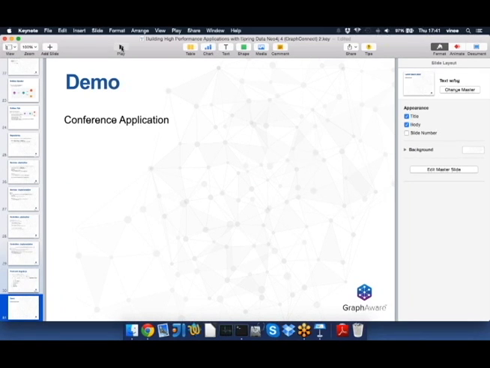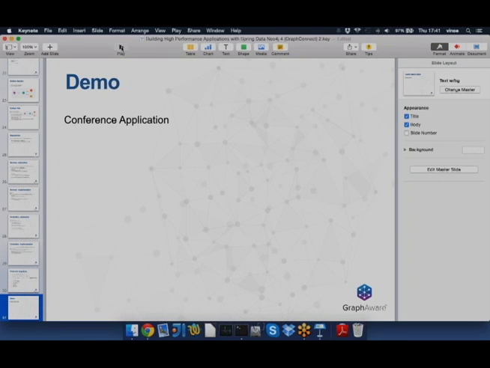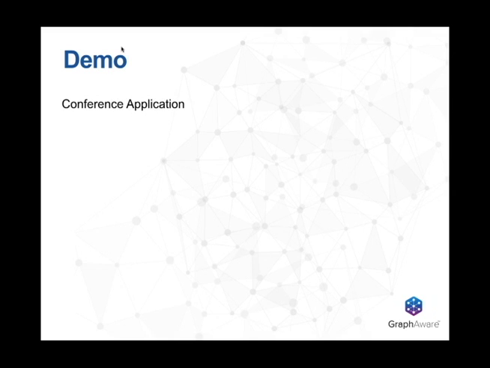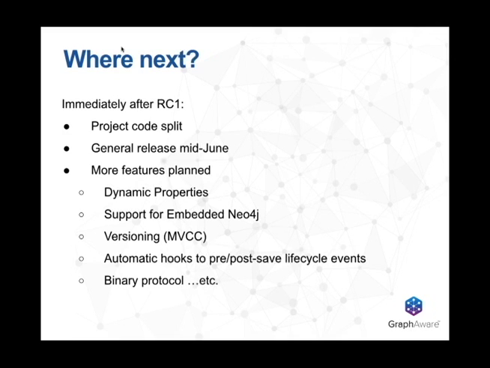So, where are we going next? Well, immediately after release candidate 1, which is due out next week, we're going to start a project code split. Right now, everything is under one repository, and we'll be moving that to a separate OGM part, which is going to be living in the Neo4j repositories, and the Spring part will be living in the Spring repositories. And that will allow us to make more regular updates to the OGM side of things so that people can take advantage of bug fixes and new features more quickly than otherwise would have been possible. We're going for general release mid-June, and then we've got more features planned after that.